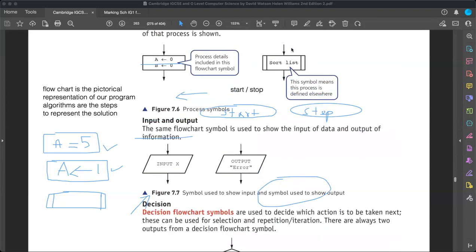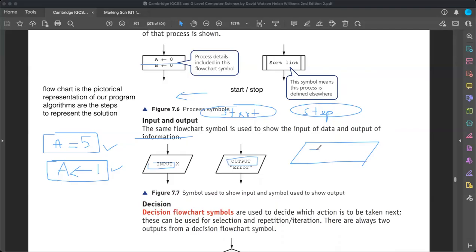Again, a single box is used for both purposes, for input and for output. So what is that box? This box is called a parallelogram. Input and output are used with the pseudocode keywords input and print. We call it the IO box.